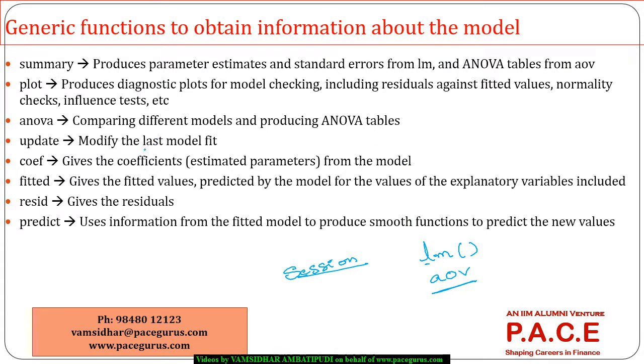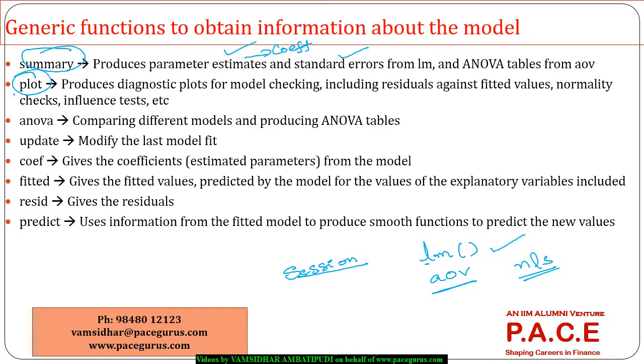But a few things are very common across all those models. Let's say if I have used LM and created a linear regression model, or I have used NLS and I have created a non-linear regression kind of a model. Whatever is the model that I have created, when I am doing a summary on top of that model, I'll get the parameter estimates of that model. So the various coefficients of the parameters, and the standard errors associated with them. Those are the things that are produced through my summary function.